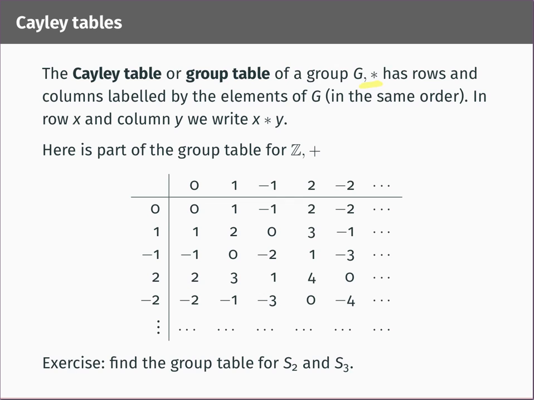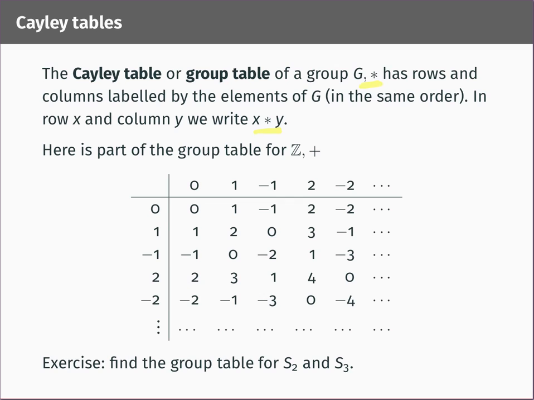And then what you do is in row X and column Y, you write the result of combining X and Y using the group operation. So it's important to do these in the right order. The convention is that in row X and column Y, we put X star Y. In general, X star Y might be different from Y star X, like in the symmetric group Sn, for example. So it's important to get that the right way around.